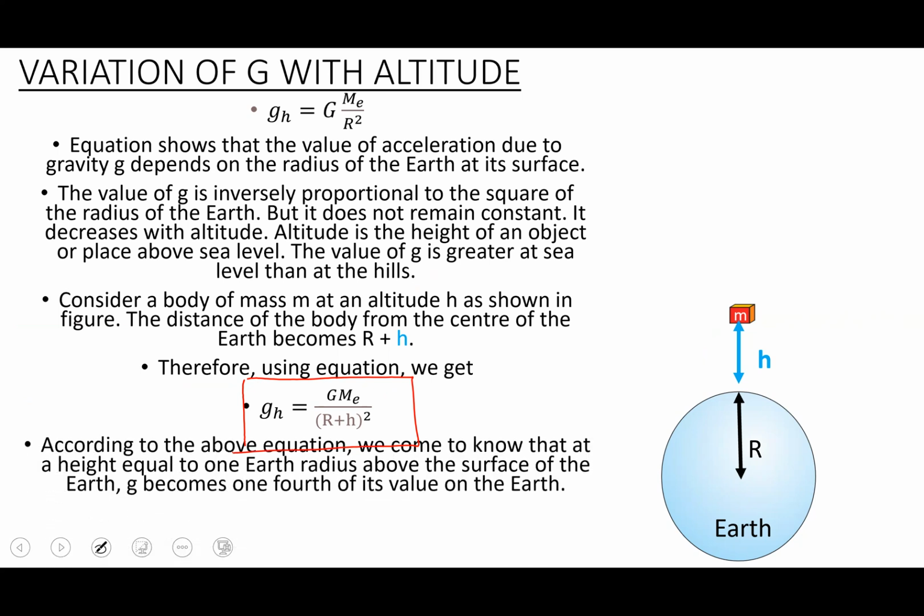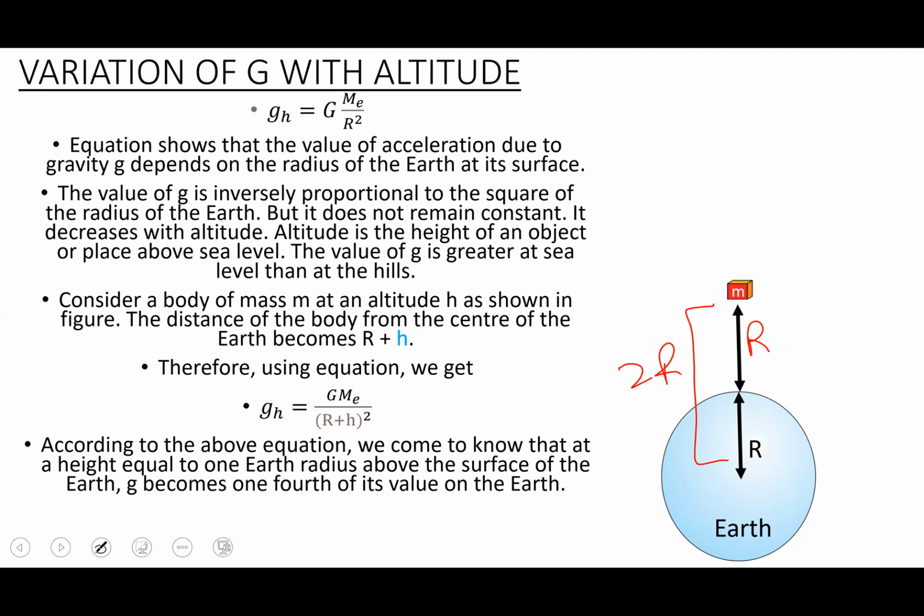Now, in this case, let us do an experiment. If we take the same body over here, let's take the mass of this body and move it as much as r. So let's take it far away from the Earth as much as this r. So this is r and this is r. So the total distance from the center of the Earth is 2r. So he says, according to the above equation, we come to know that the height is equal to one Earth radius above the surface of the Earth, g becomes 1/4 of its value on the Earth.